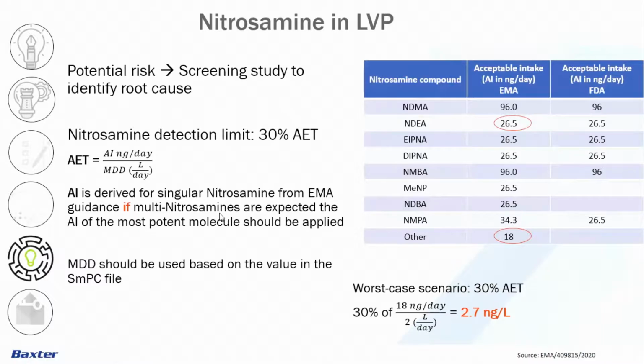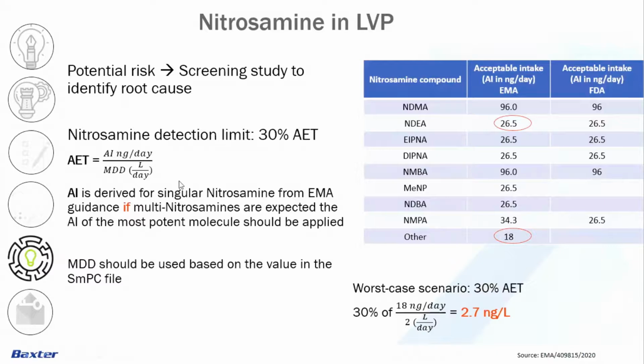From LVP standpoint, let's say we detect a potential risk in an LVP product, and we need to understand from where this risk is coming. So it's possible to start by performing screening study to identify the root cause, to understand from where this risk is coming, to allow us to put controls in place and mitigate this risk.